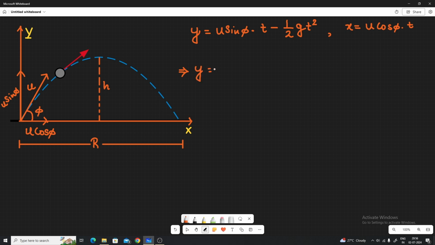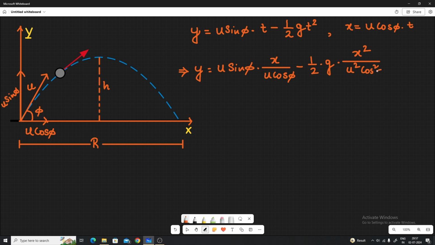Now y equal to u sine phi. Now what is the value of t from this equation? The value of t from this equation is x divided by u cos phi, minus half g t square, that means x square divided by u square cos square phi. Now you get the equation of the path.